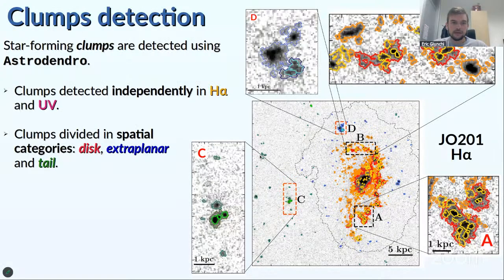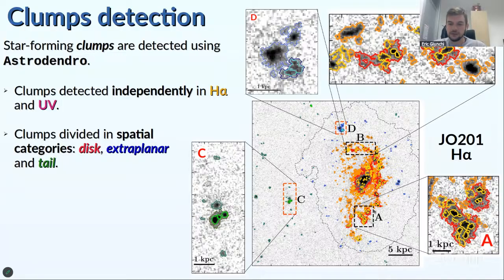So in order to do that, we performed the detection using Astrodendro. As I said, we did it both for the H-alpha and UV. For example, this is JO201 that was on the top left, and this is the H-alpha map of JO201. So you can see that Astrodendro, for example, on the bottom right, is able to detect very bright and wide regions, but also sub-regions inside, so like secondary peaks in yellow. And from the different colors, you can see that we defined 3 different spatial categories.